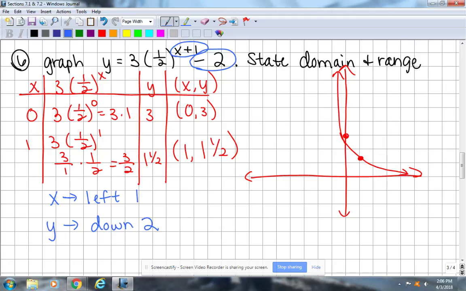So I'm going to go left 1, down 2. So there's that new point. Left 1, down 2 is where that one new point is. And the asymptote goes down 2 also. So it's going to be down here at -2. So something like this, and there's my new asymptote.